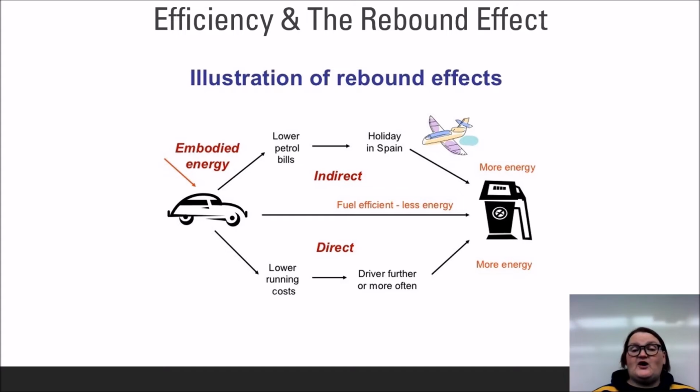Because of this, you may drive more than you did before, or you may use the extra money that you save in buying gas to go on a trip. Either way, you end up using the same or more energy in an efficient car than you did in one that wasn't as efficient.